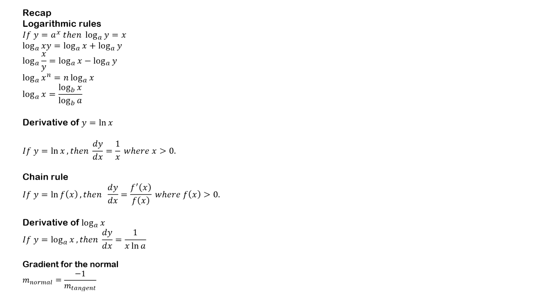To end the video, we'll do a quick recap. Remember, if you can't remember your logarithmic rules, it's a good idea to write them down, and they're at the top of your screen now. Remember, when you're deriving y equals ln x, it's just 1 over x, and you do a similar thing when you're doing log of a function. You derive the function, that goes on as the numerator, and your denominator is your original function f(x). Remember, the gradient for the normal is found by finding the gradient of the tangent first, and then it's -1 over the gradient of the tangent.